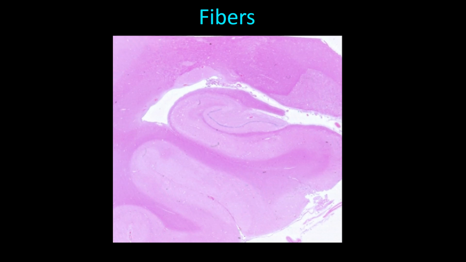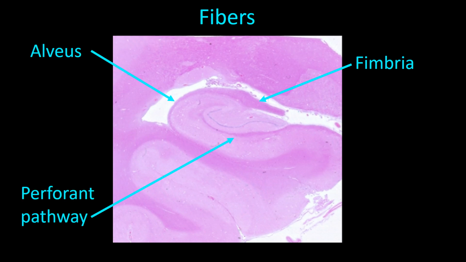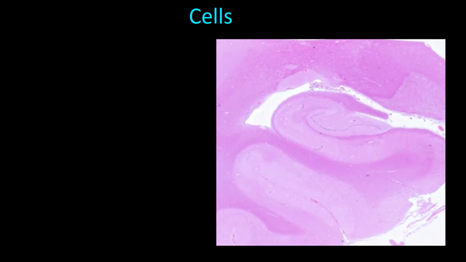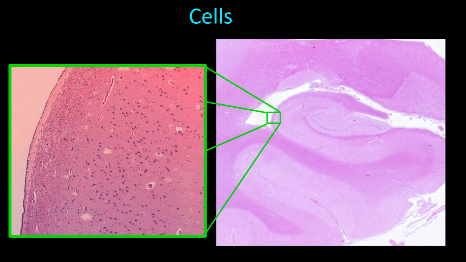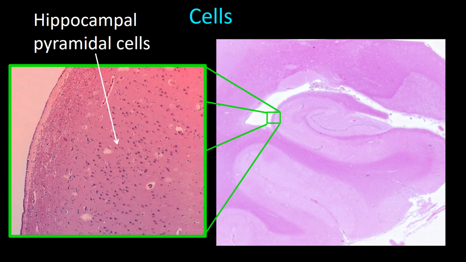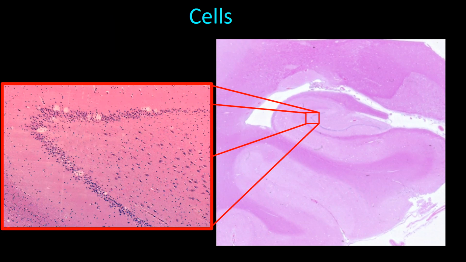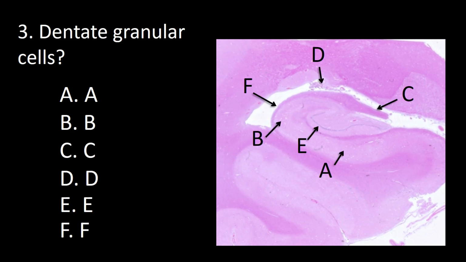At this magnification we can see the fimbria, which goes on to form the fornix, which connects the hippocampus with the mammillary bodies, the alveolus, which forms the fimbria, and the perforant pathway. In order to see the different cells of the hippocampal formation, we will look at two different locations. We will first look at this area, which I have now enlarged. There you can see the pyramidal cells of the hippocampus. We can also look in this area, which I have enlarged, to show you the dentate granular cells. So the answer to this question is E.